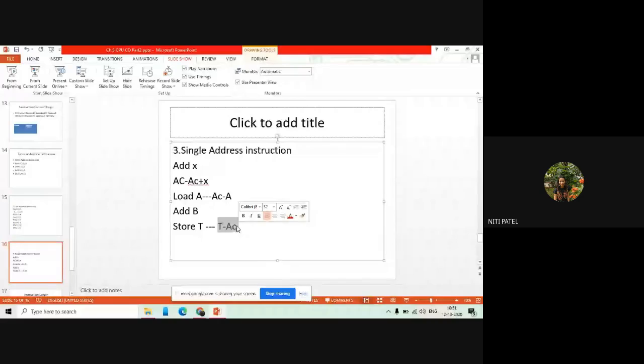So you have three types of instruction: three address, two address and one address. If you have three operands, it is called a three address instruction. If you have two operands, it is called a two address instruction. And if you have a single operand, it is called a single address instruction. Is this clear up till here?